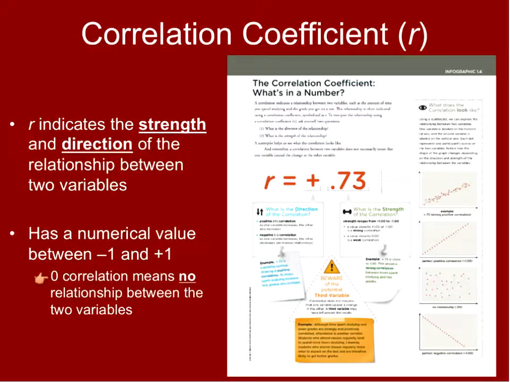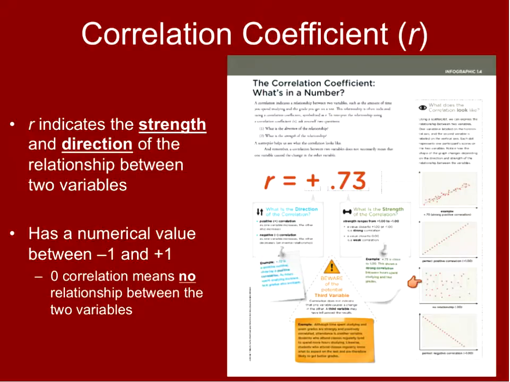A zero correlation means there's no relationship between the two variables. So if you look over on the right side here, we've got various what are called scatter plots. Scatter plots are just graphical representations of the associations between two variables. So when I have a low score here on X, I tend to have a low score here on Y. When I have a high score here on X, I tend to also have a pretty high score on Y. That's a positive correlation. In fact, here's a perfect positive correlation where the correlation coefficient is positive 1.0.